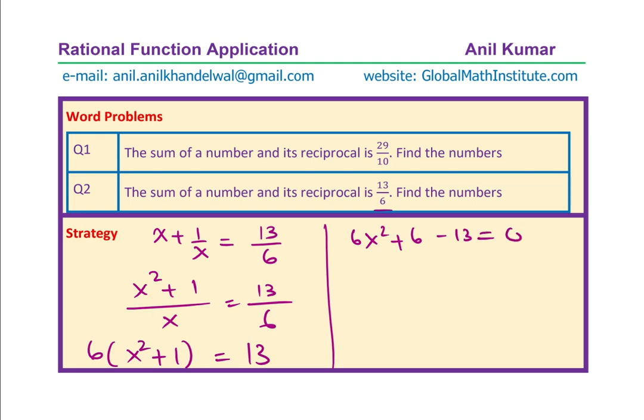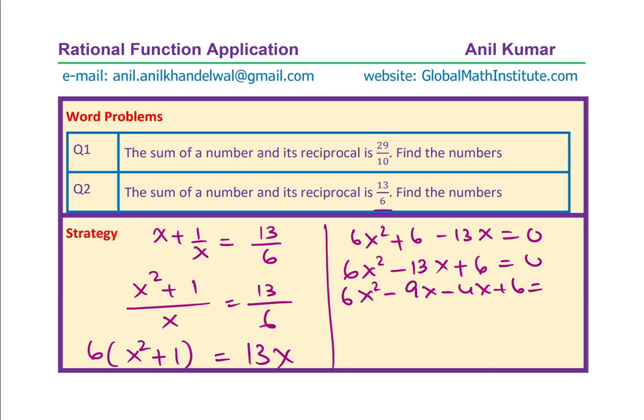Let us bring it on this side. And minus 13x, correct? Equals to 0. And then you can continue with its solution, right? So you can rearrange 6x squared minus 13x plus 6 equals to 0. 6 times 6 is 36. And 9 times 4 is 36, right? So 6x squared minus 9x minus 4x plus 6 equals to 0.